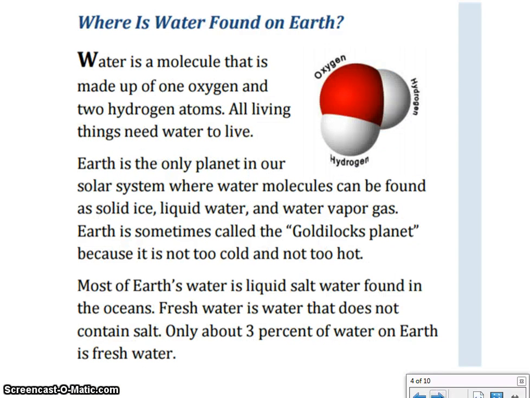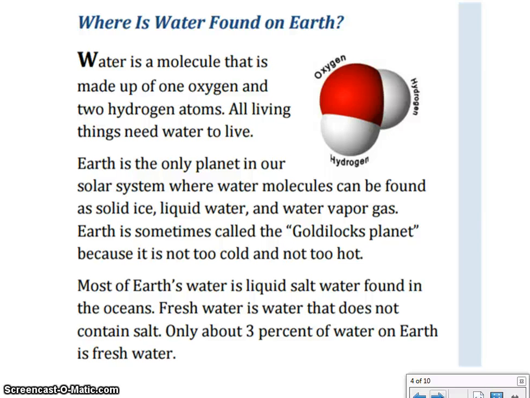Where is water found on Earth? Water is a molecule that is made up of 1 oxygen and 2 hydrogen atoms. All living things need water to live. Earth is the only planet in our solar system where water molecules can be found as solid ice, liquid water, and water vapor gas. Earth is sometimes called the Goldilocks planet because it is not too cold and not too hot.